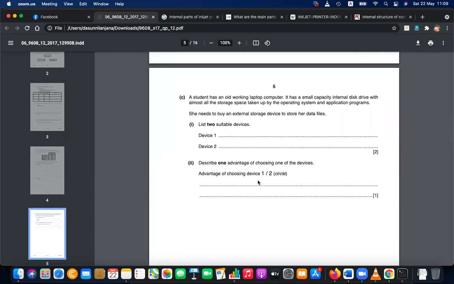The student has a laptop computer with a small capacity internal disk, with almost all the storage space taken by the operating system and the application programs, which means the hard disk is filled. She needs to buy an external storage device to store her data files. So what are the suitable storages?